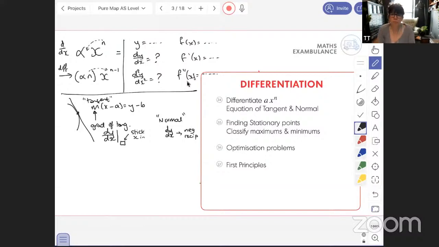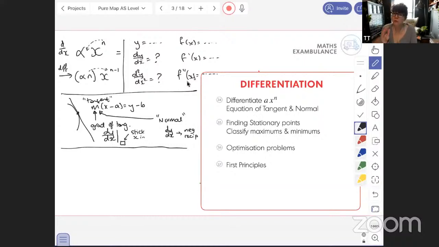Flip it upside down, change the sign. This is all the stuff you learned in geometry at the beginning of the AS. Flip it upside down, change the sign, you've got the gradient of the normal. And then the gradient of the normal would go in that position there. So that's another reason why you might differentiate, to find the equation of the tangent and the normal.